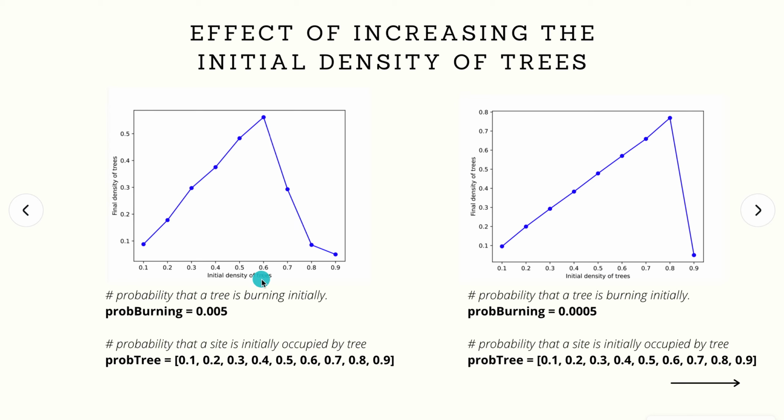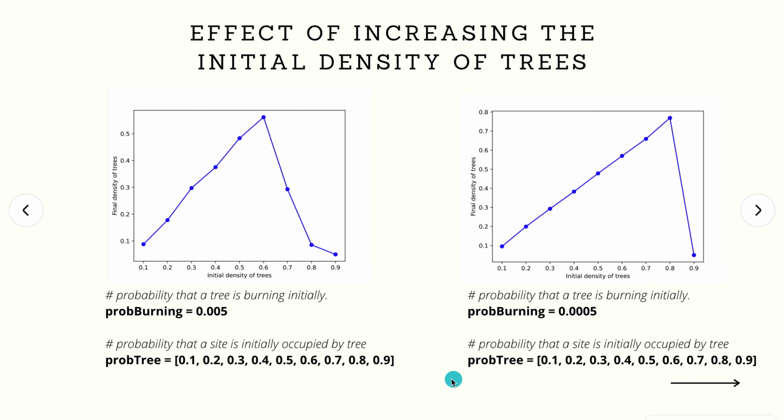So we can say that 0.6 is our tipping point in this particular model when the probability of a tree initially burning is 0.005. Now when we move on to the probability of burning being 0.0005, our tipping point moves further away to 0.8.